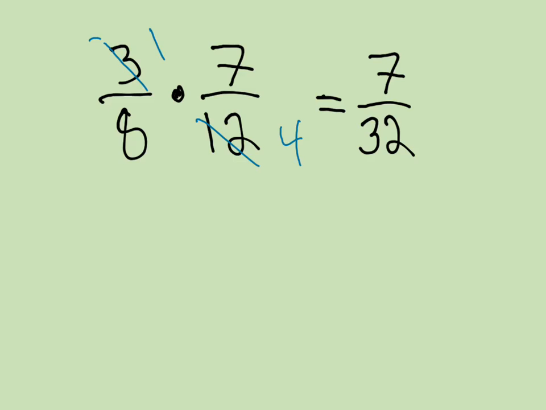If we had not done that, we would have ended up with 21/96. And I don't know about you, but I like 7/32 a lot better than 21/96. And we would have had to reduce 21/96 down, and that would have been significantly much more work than doing it ahead of time. Let's look at another example.